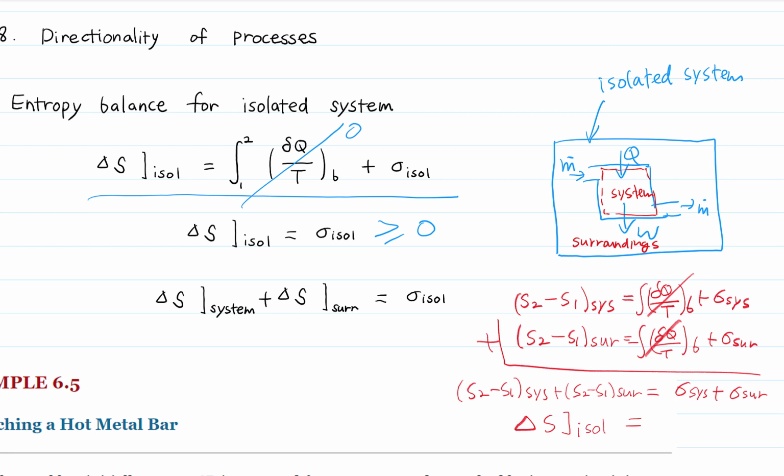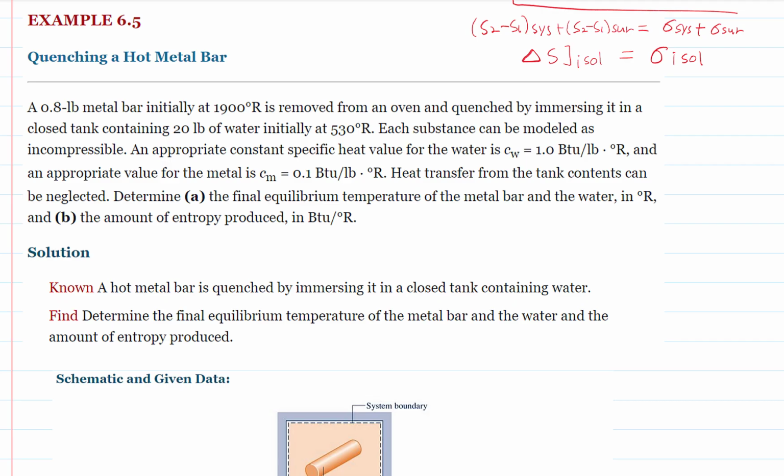So on the right-hand side, total entropy production can be written as sigma of the isolated system. If the process is reversible, the entropy production of the isolated system will become zero. And this concept is known as the increase of entropy principle. Let's work on an example to better understand the increase of entropy principle.